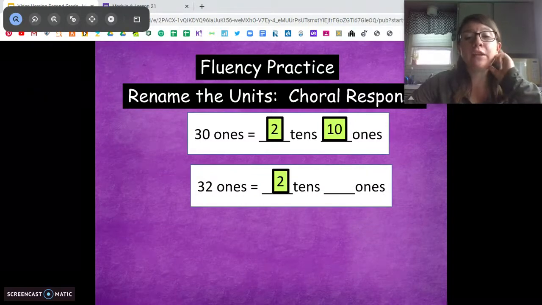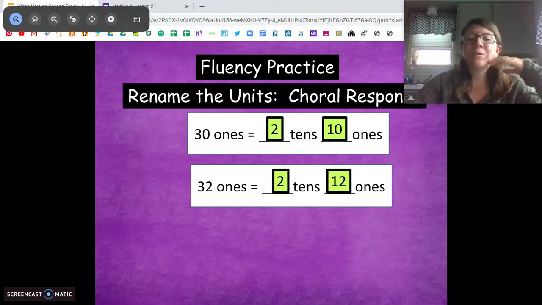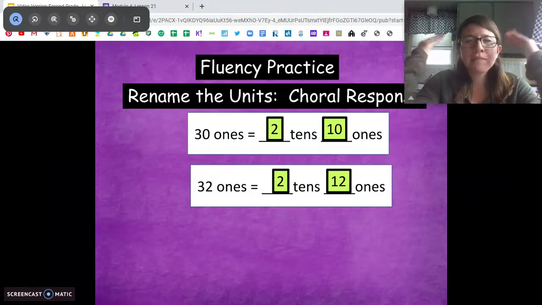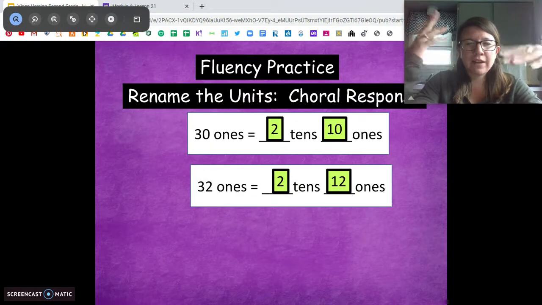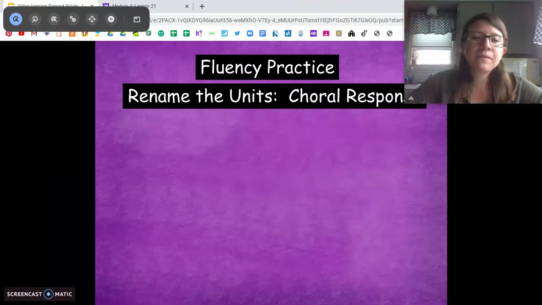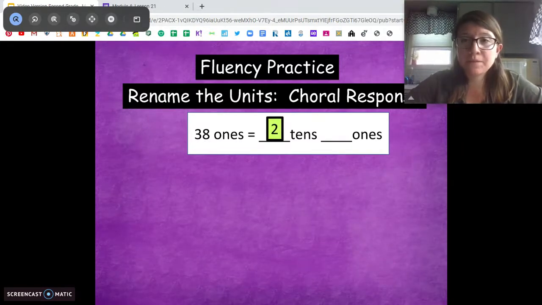Now I'm going to give you 32 ones and I'm going to give you 2 tens. How many more ones? Good, 12 ones. So in my brain, I used the last one and I said, okay, so I had 10 ones for 30 and then 32 is 2 more. Let me add 2 more ones on, right? All right, try this one. Same idea. I'm going to give you 2 tens. How many ones?